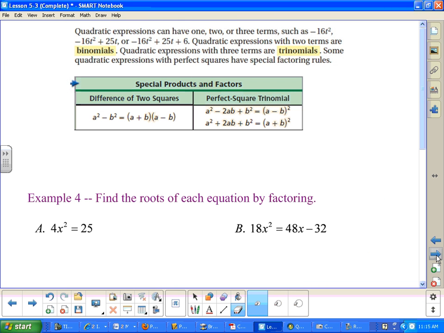Okay. All right. Let's remember a couple special trinomials that we have, or binomials and trinomials. Right? We call these special products and factors. Just a little reminder about the difference of two squares and perfect square trinomials.